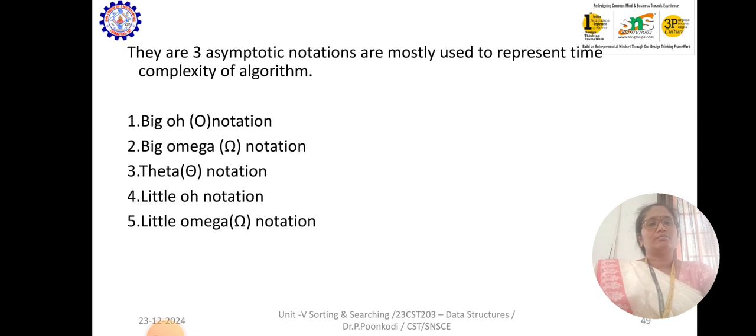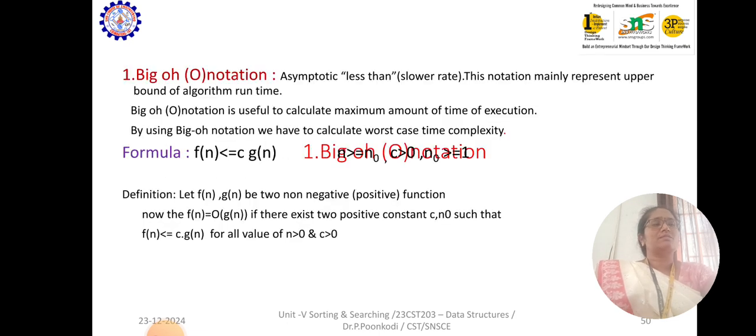First, we will discuss the big O notation. The big O notation describes the upper bound of a time complexity, and it gives the worst case. It is used to calculate the maximum amount of time taken for the execution.